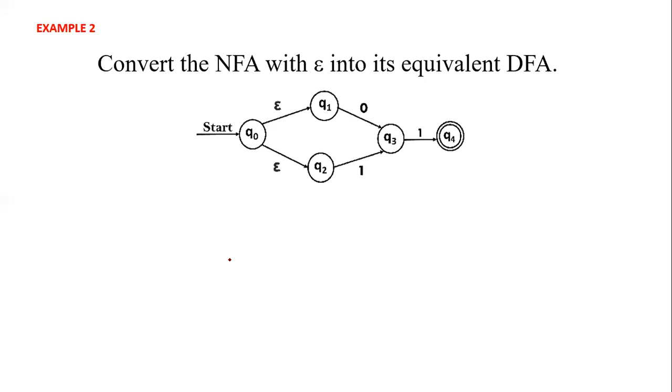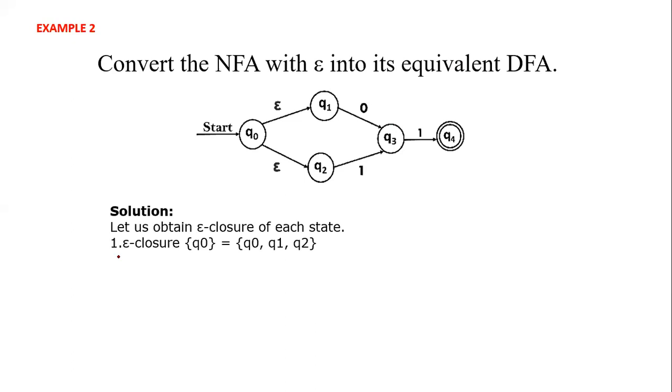What is the first step? We have to calculate the epsilon closure for all the states, right? So here we have 5 states: Q0, Q1, Q2, Q3, and Q4. For all the states, we have to calculate the epsilon closure. What is the epsilon closure of Q0? Q0, Q1, and Q2. Okay, fine. Epsilon closure of Q0 is nothing but Q0, Q1, and Q2.